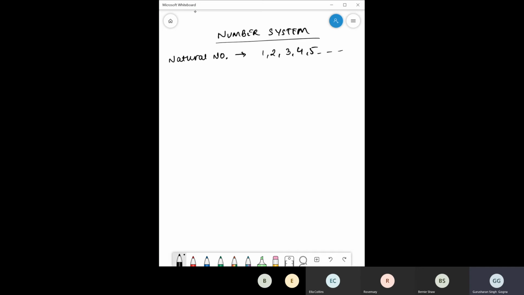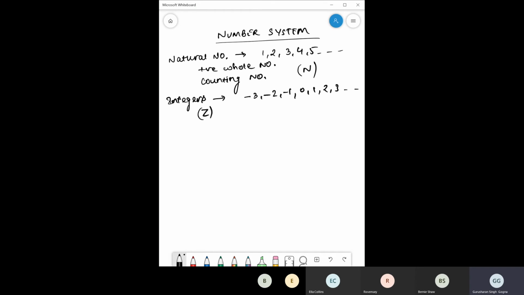You can also call them positive whole numbers, or you can simply say counting numbers are called natural numbers. In mathematics, we denote natural numbers by capital letter N. Next is integers. So what are integers? Integers are positive or negative whole numbers, including 0, such as -3, -2, -1, 0, 1, 2, 3, and so on. Integers are denoted by capital Z in mathematics.